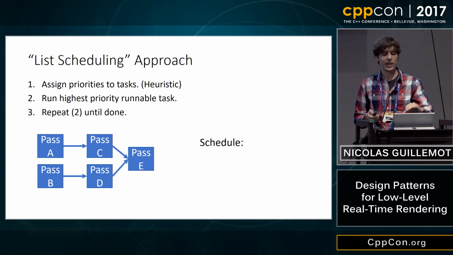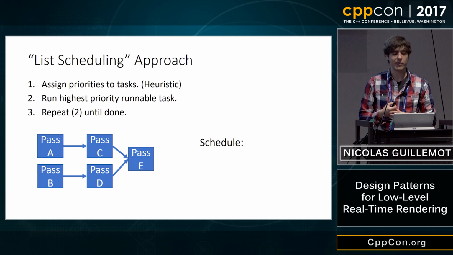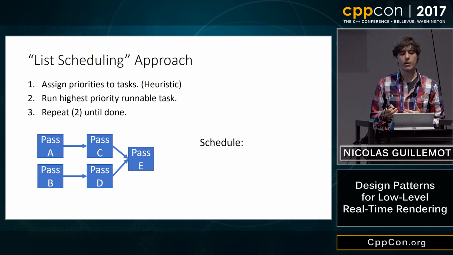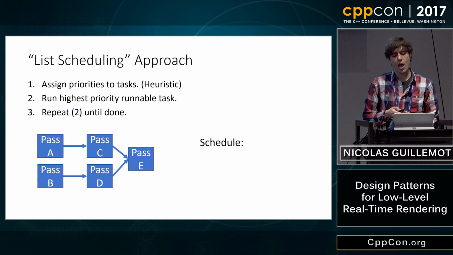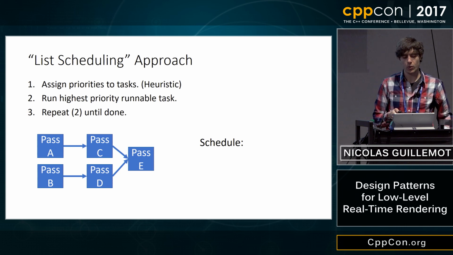So in this case, to illustrate that concept, I've created a small task graph here, and I've ordered them by priority. So A, B, C, D, E is the order of priority. And let's suppose that we want to run this schedule. So first we begin by running the highest priority task, which is A.